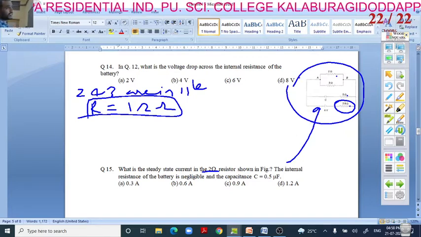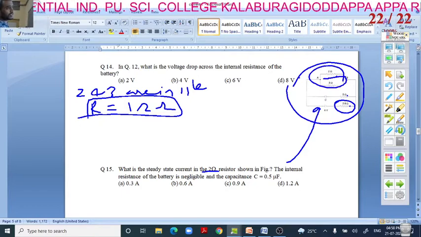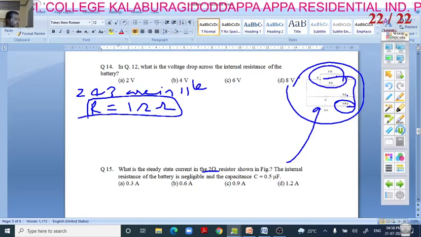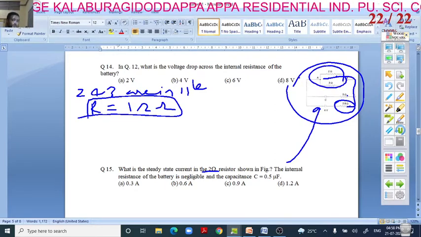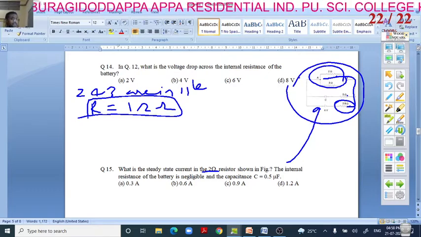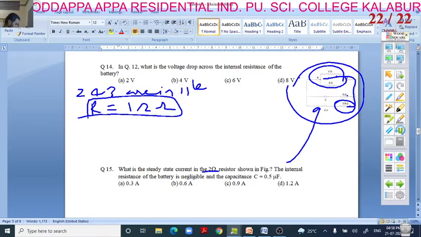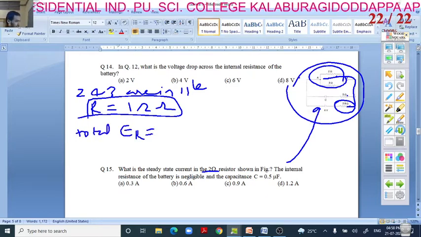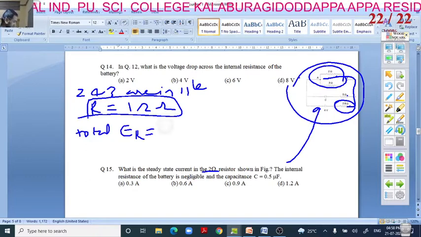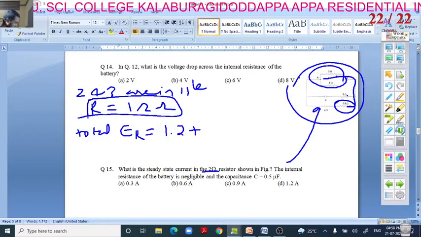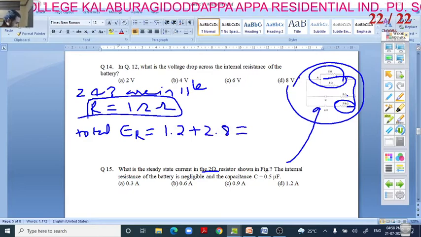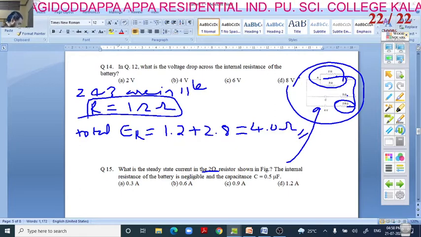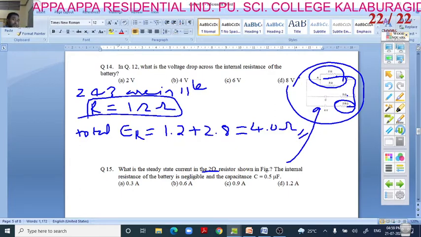See, this new resistance, 1.2 ohm, is in series with the 2.8 ohm. So the total effective resistance is 1.2 plus 2.8, that is equal to 4.0 ohm, right?